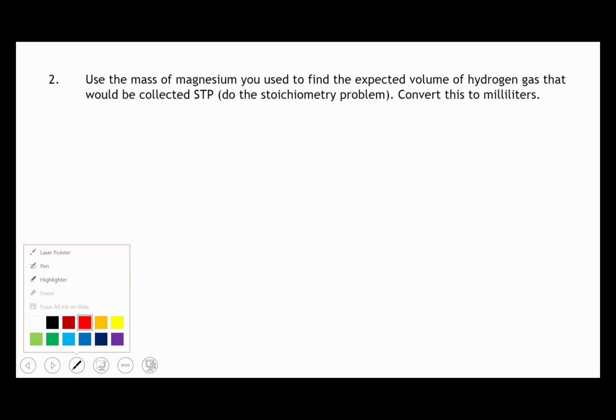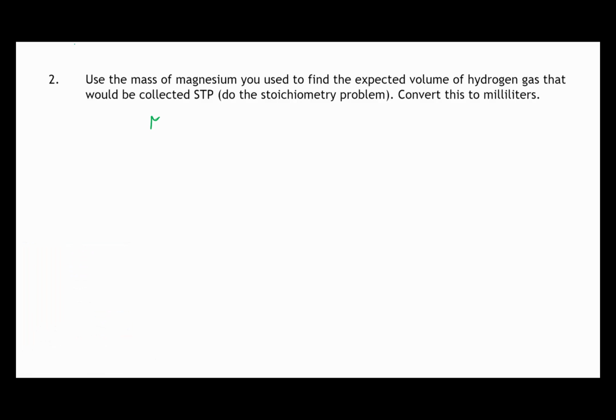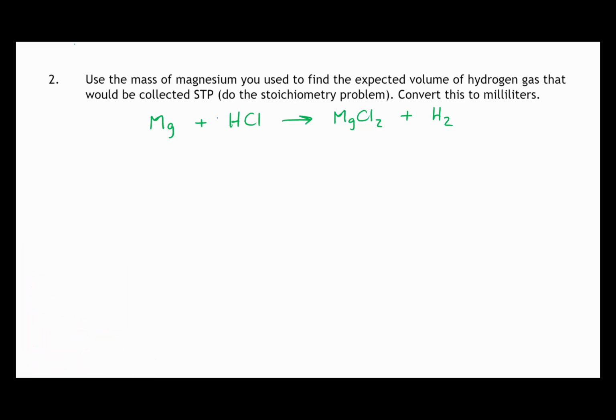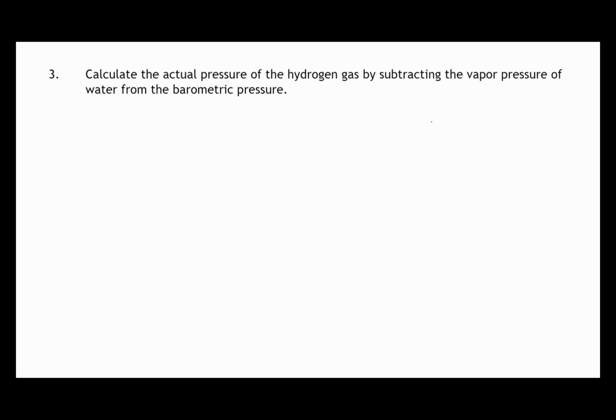Remember, when you do a stoichiometry problem, it's always a good idea to start with a balanced equation. You may have already written this balanced equation during the lab or as one of the prior steps to your lab report. It should say that Mg plus HCl yields MgCl2 plus H2. And when this equation is balanced, then you're going to have a 2 in front of the HCl, and you should have 1s in front of everything else. Remember, you don't need to write those.